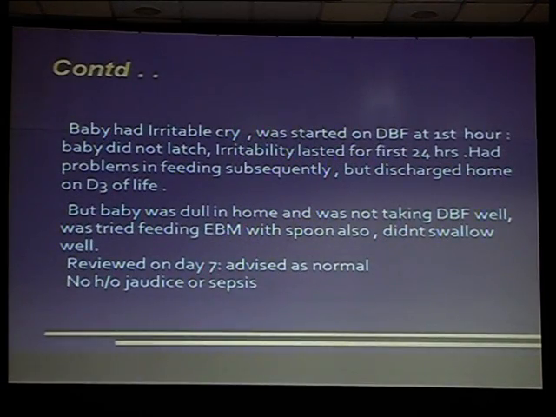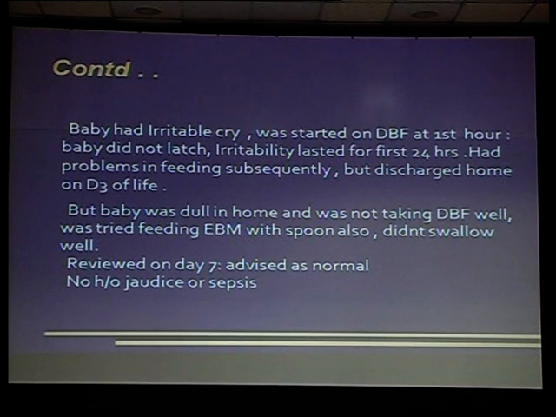The baby did not require any ICU care and no abnormal movements or seizures were noticed. The baby had an irritable cry, but was started on DBF in the first hour of life. As per the mom, the baby did not latch well. The irritability lasted for the first 24 hours. The baby also had subsequent feeding problems, not able to latch properly and not able to take feeds well, but was discharged home on day 3 of life.